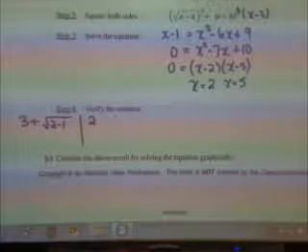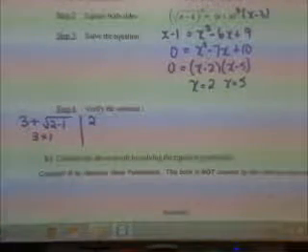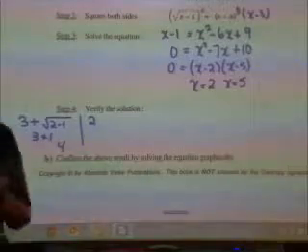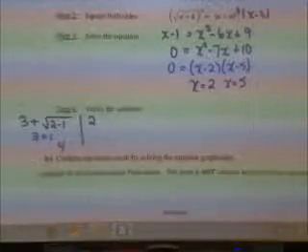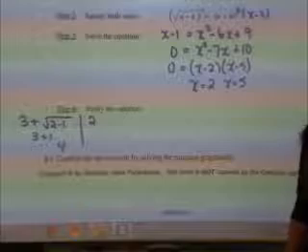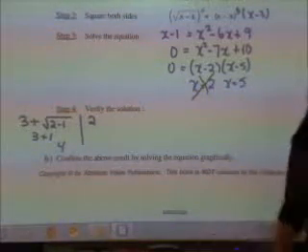What's 2 minus 1? 1. What's 3 plus 1? Does that work? Yes or no? No. So is x equal 2? Is that a possible solution for my original equation? No. So we're going to cross it out. We eliminate x equals 2.